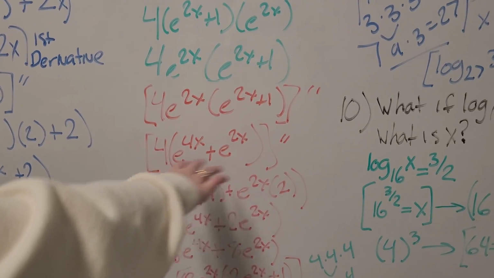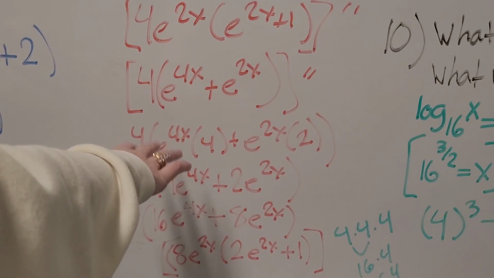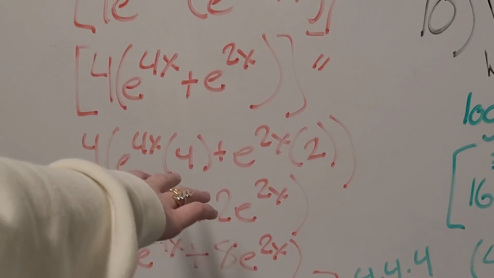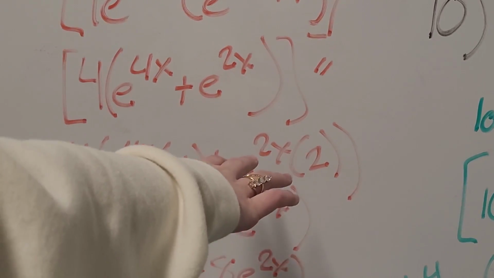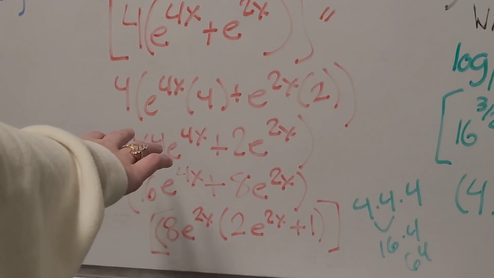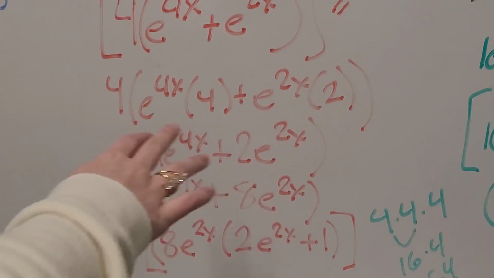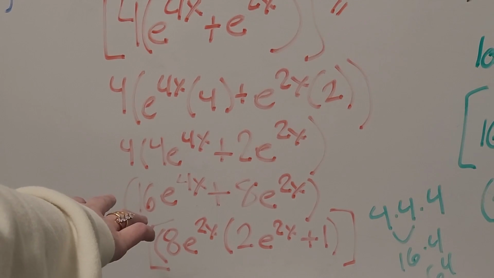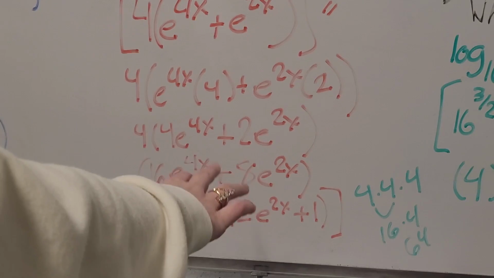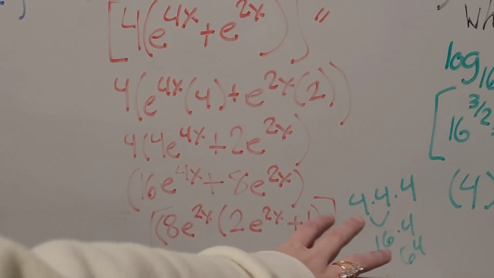And then you keep the 4 out as the constant. Now, once you have this, you start to derive it. So 4 stays as a constant, and then e to the 4x, and of course the exponent is going to be derived, so you get 4, plus e to the 2x, exponent is derived, and you get 2. Then you multiply them, so you get 4 e to the 4x, plus 2 e to the 2x. Then you multiply in the 4, so you get 16e to the 4x plus 8e to the 2x.